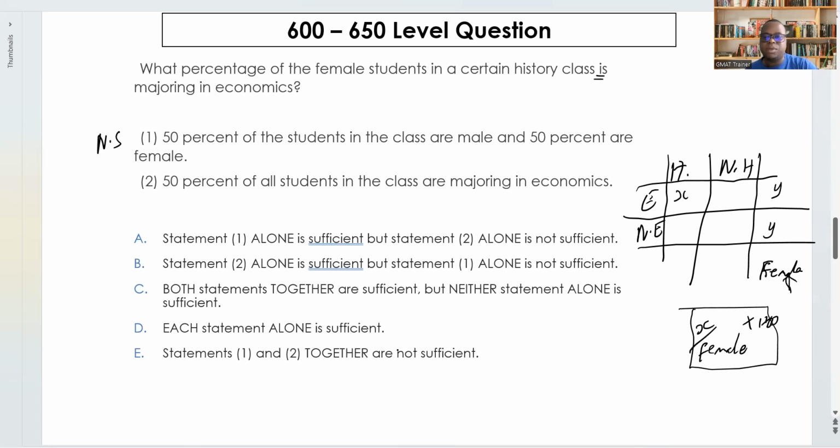That's what this means, because 50%, if you add both of them, you should get 2y. Therefore, y over 2y will give us 50%. So that's what we know. That's what this thing is telling us: that 50% of all the students in the class are majoring in economics.